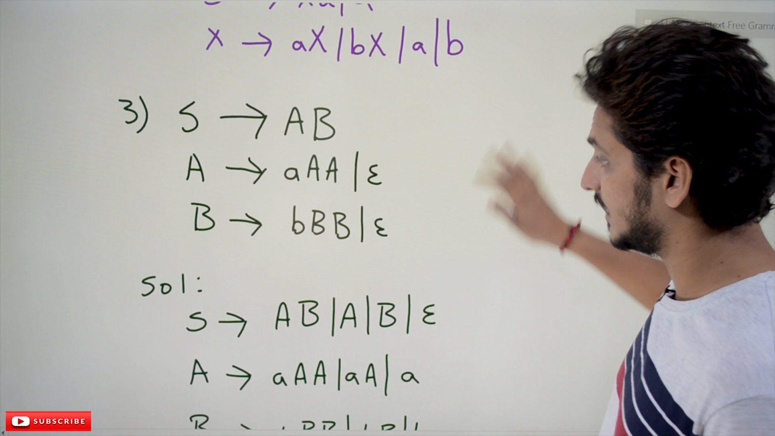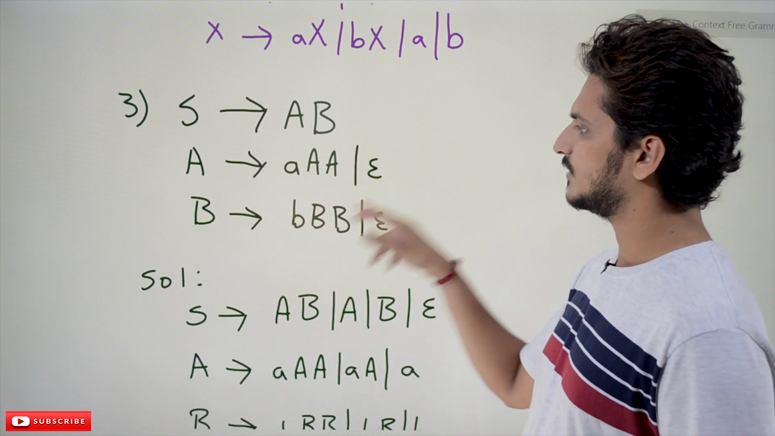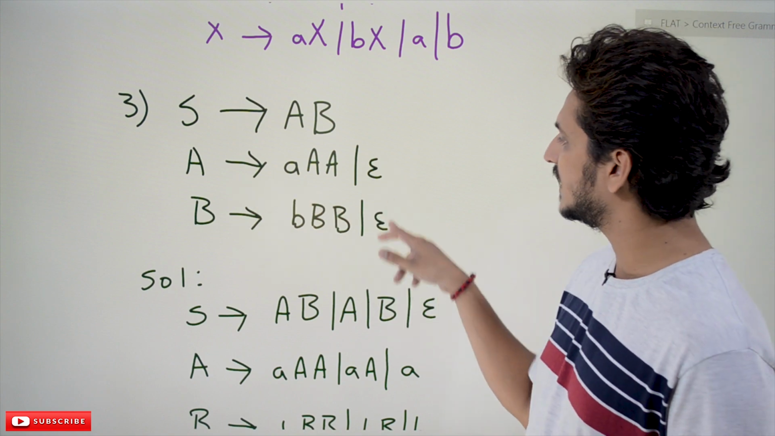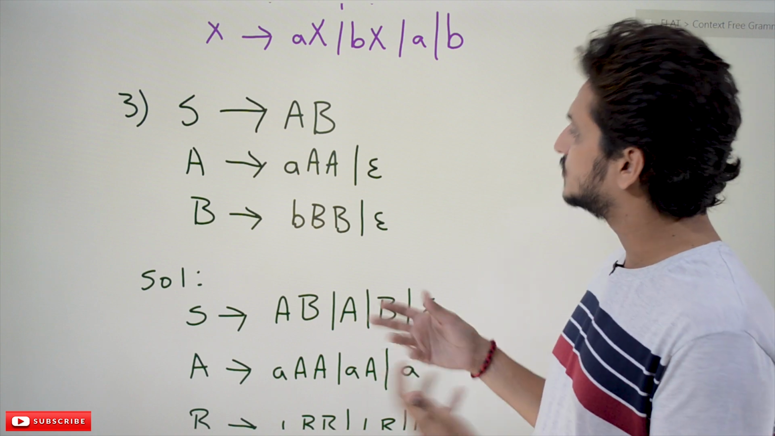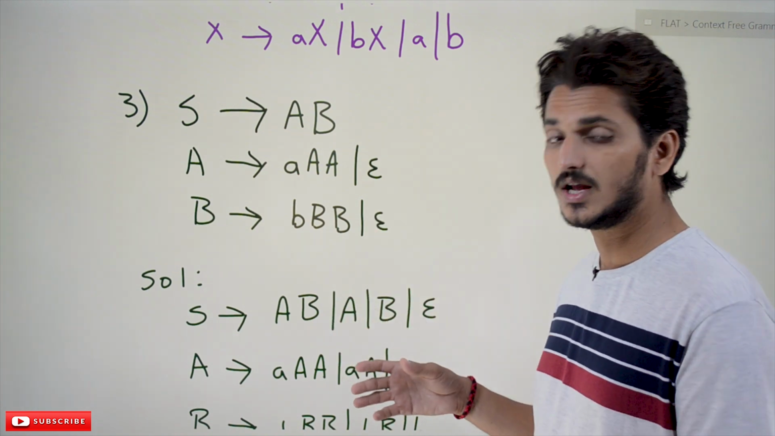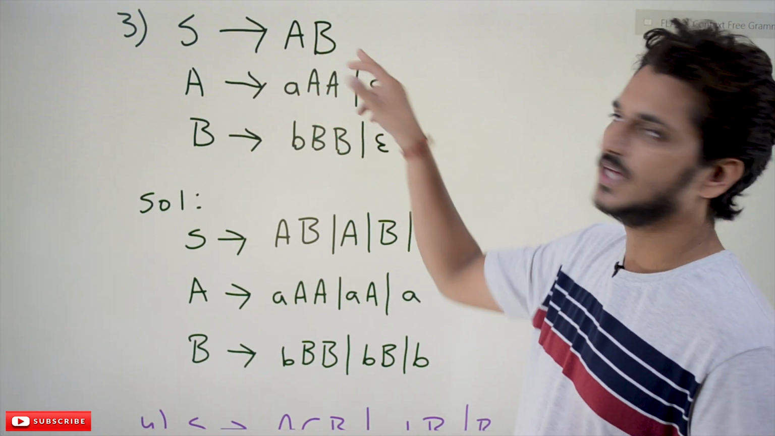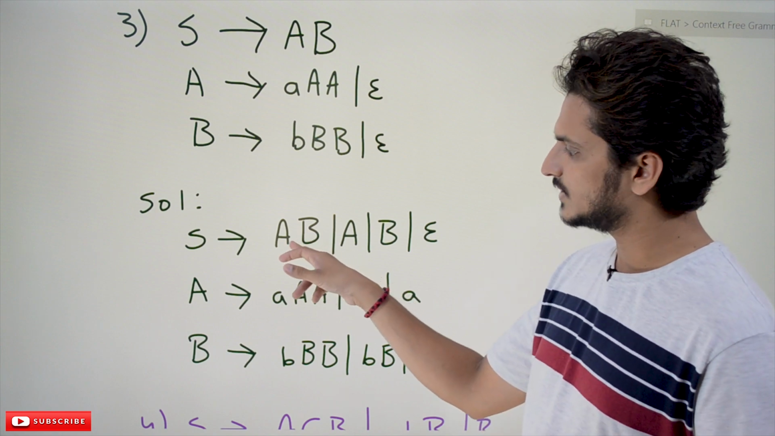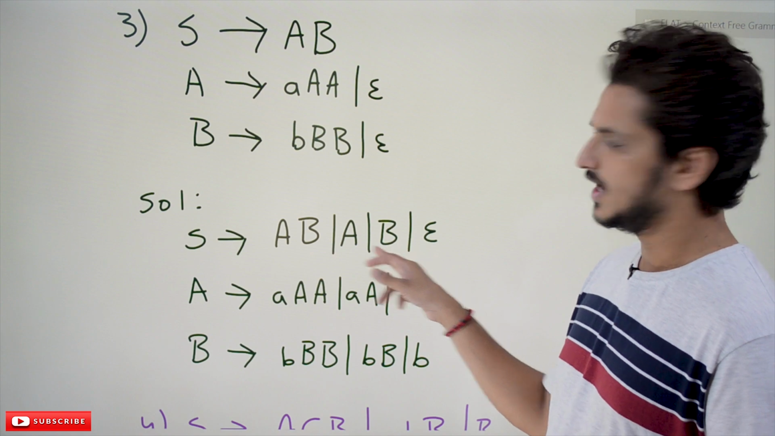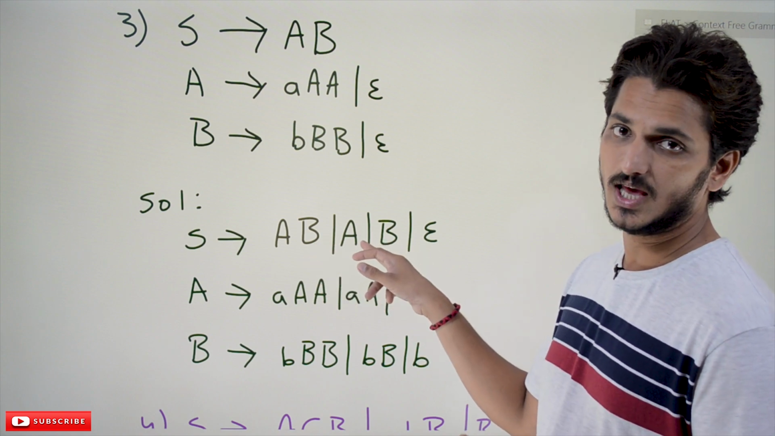Coming to the next example, which is very important. S tends to AB, A tends to AAA or epsilon, B tends to BBB or epsilon. Here A and B are both taking epsilons, so you can substitute epsilon wherever there is a possibility of A and B. Here you have to write all the possibilities. S tends to AB. If you substitute epsilon in place of A, only B is there, so we add a new production B. If you substitute epsilon in place of B, we get A, so a new production A is added.